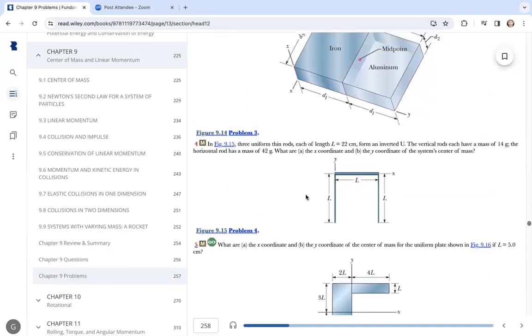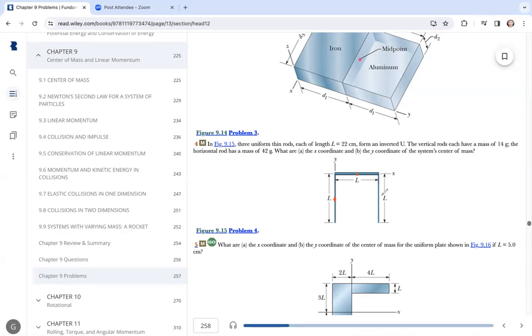In this one, instead of being given point masses, we're given 3 rods. They give us the mass of each of these rods, and they tell us that they're uniform. So they're constant density rods, which means each rod has a center of mass that is at the actual center of the rod.